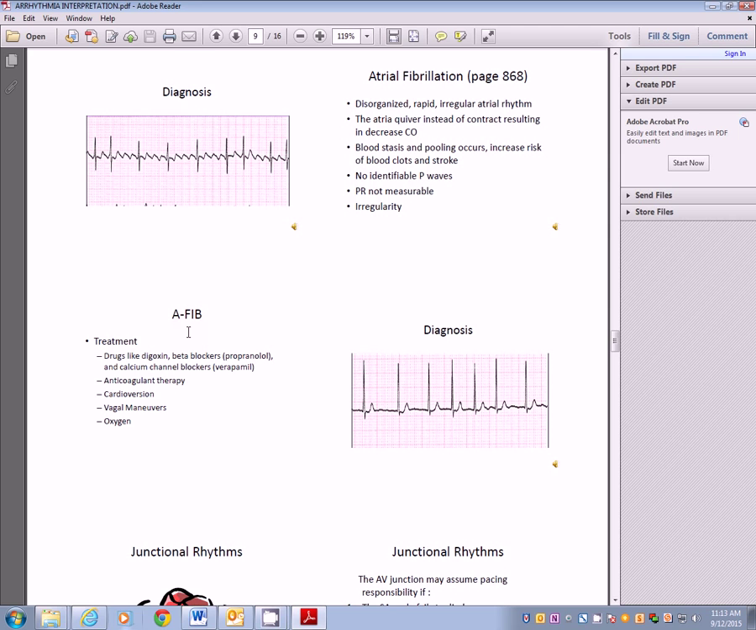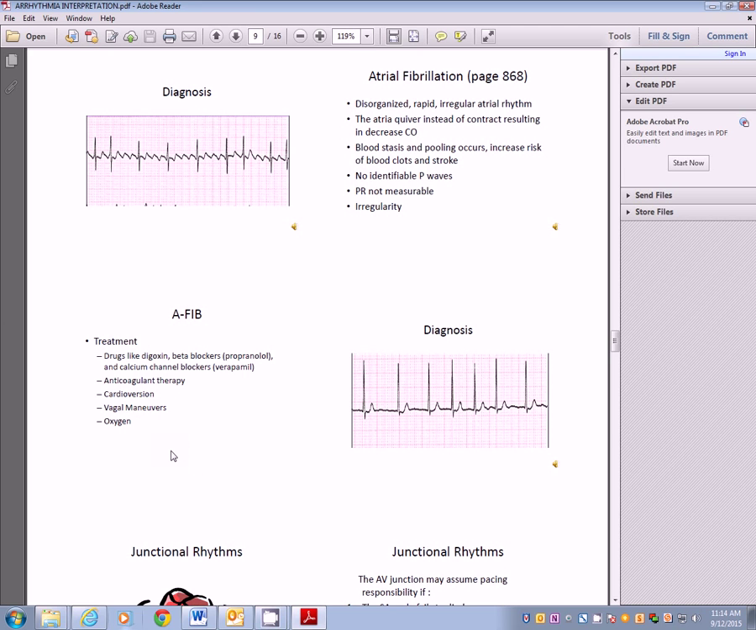So for atrial fib treatment, first they'll start with drugs like digoxin, beta blockers, and calcium channel blockers. Then they'll put them on anticoagulant therapy, cardioversion, vagal maneuvers, having them bear down, and oxygen. So they will try things like this. Again, they're going to try all of this before they try the actual cardiac conversion.